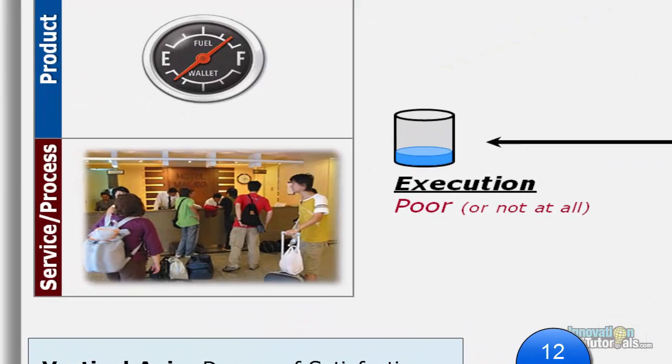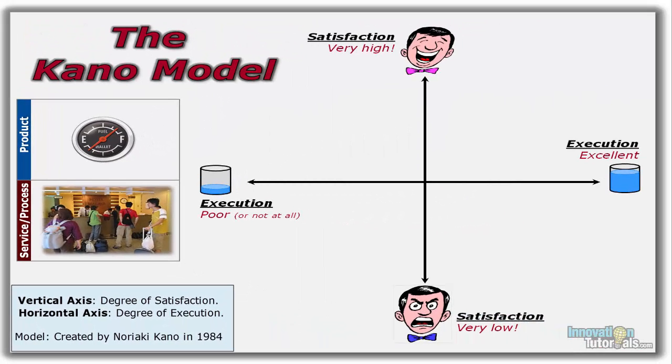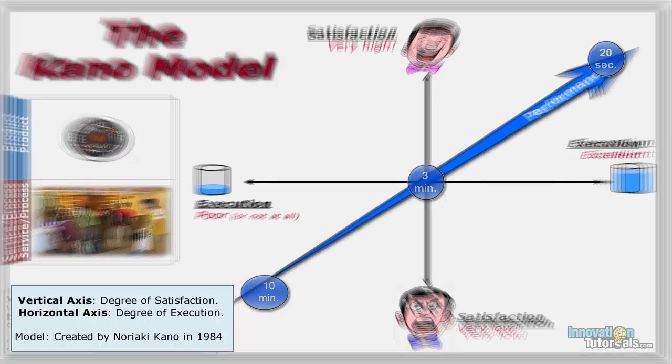A service example, let's say, is check-in time at a hotel. If the hotel takes 10 minutes to check in, you'd likely be here. 3 minutes here, and 20 seconds up here. This is what the performance needs look like.